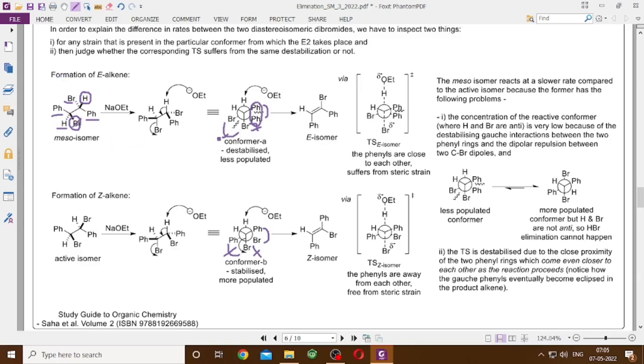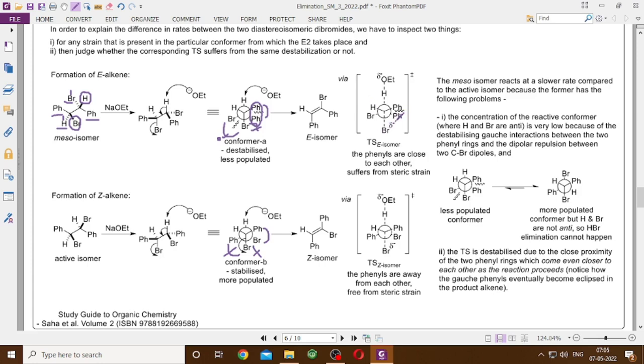It can only happen if this hydrogen becomes anti with bromine, but that would mean bringing the two phenyl groups close to each other, and that would destabilize the conformation. Therefore, the reactive conformer's concentration is low here, and the reactive conformer's concentration is high here, because that is the native conformation in which the molecule likes to exist. The two phenyl groups are away from each other. So the population is high here, and relatively low there.